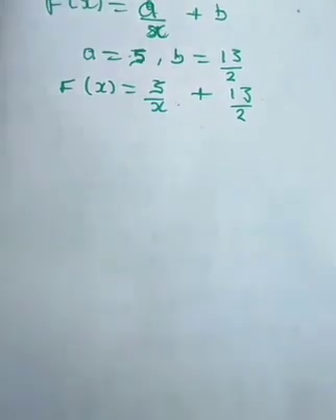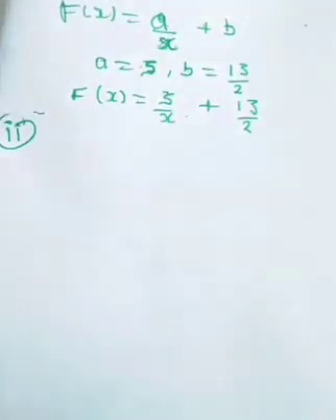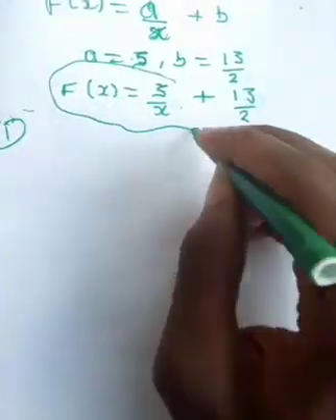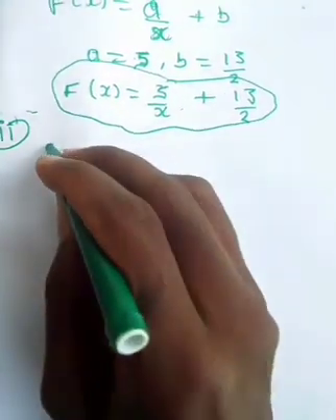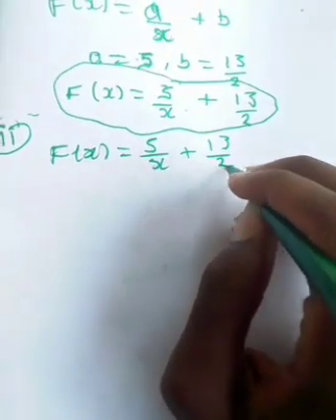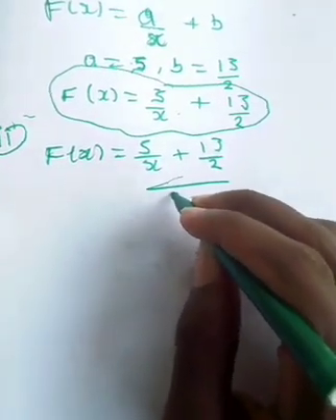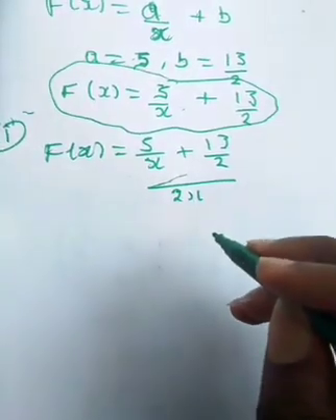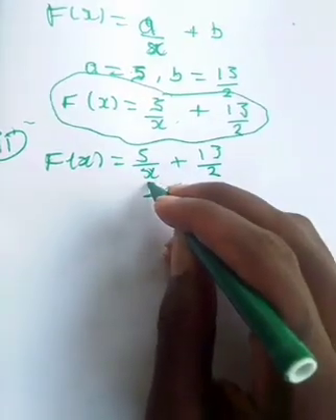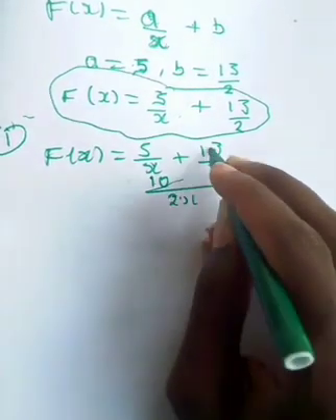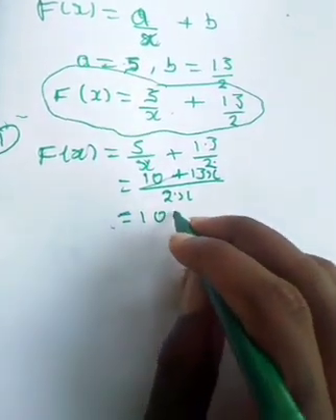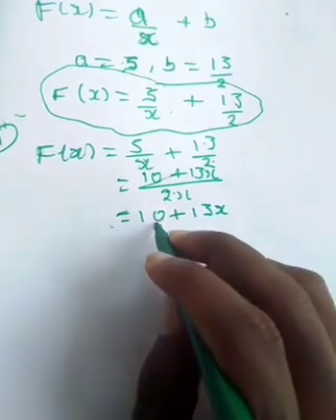Now question 2, they are saying find the domain of function f. So you're going to get this and find its domain. Let me write it again. So let me make it a single fraction. This into this, it is like 2, right? 2 times 5, that is 10. This into this, it is x. x times this, that is 13x. Alright? So the answer is 10 plus 13x over 2x.